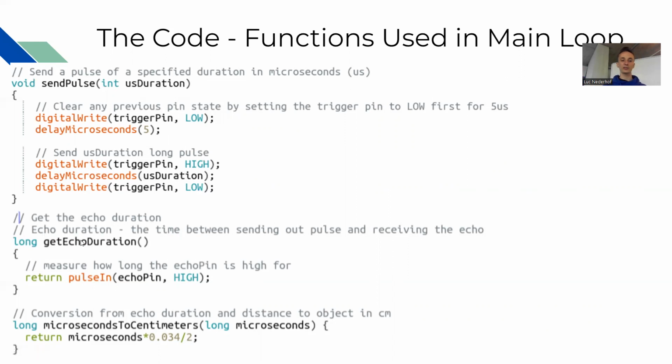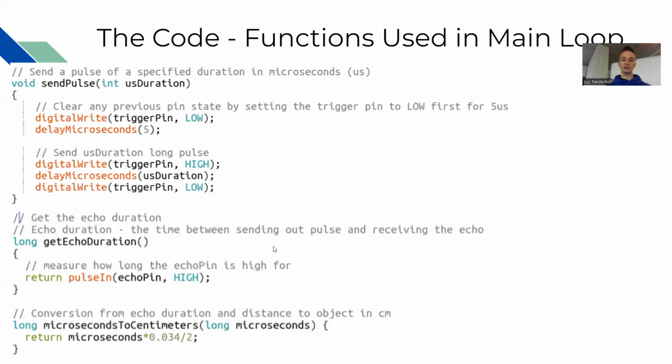And then get echo duration is the pulseIn function. It's a function used within the IDE, and it lets you measure how long the echo pin is high for, for the conversion from echo. So yeah, this is the way that we've set it out in one of our solutions.